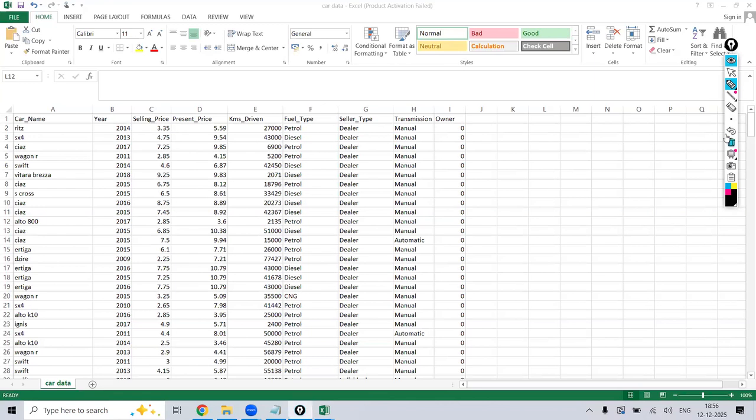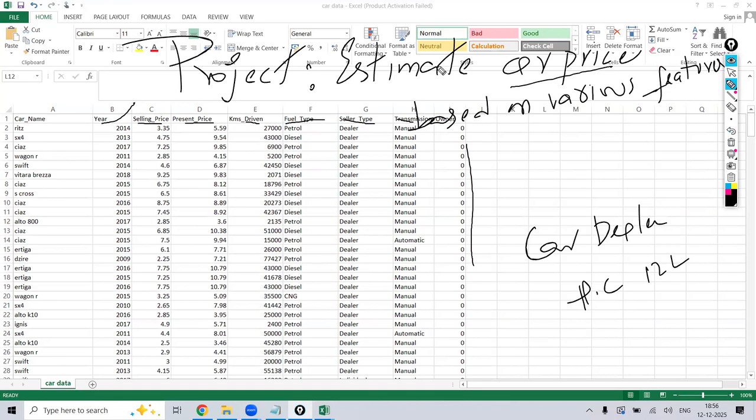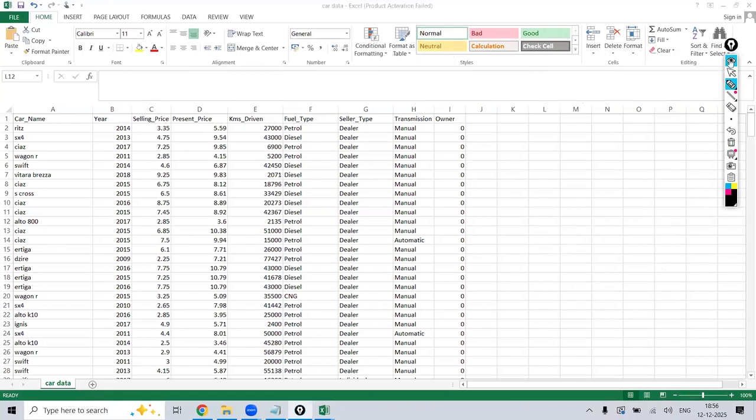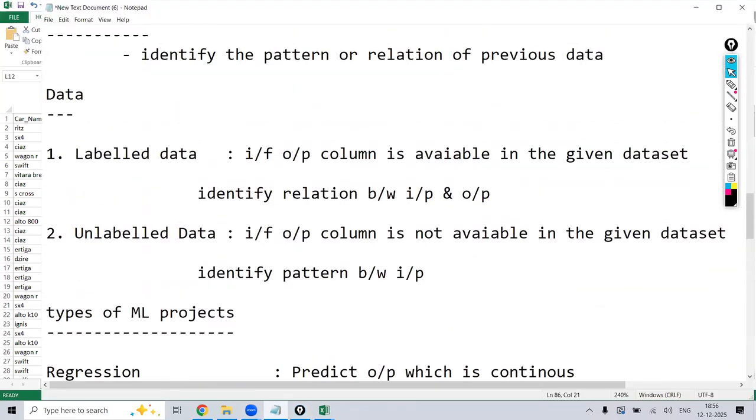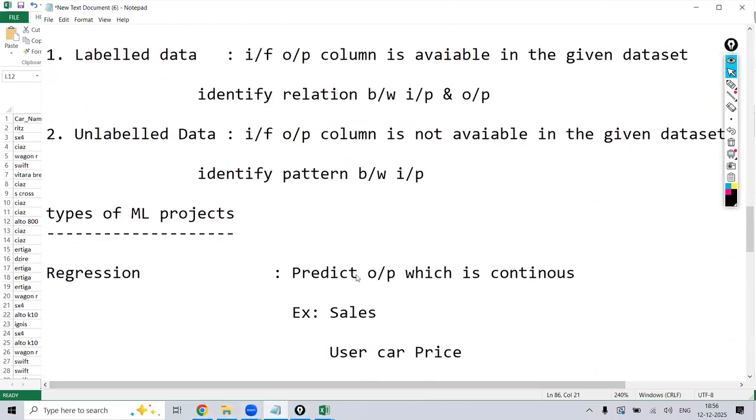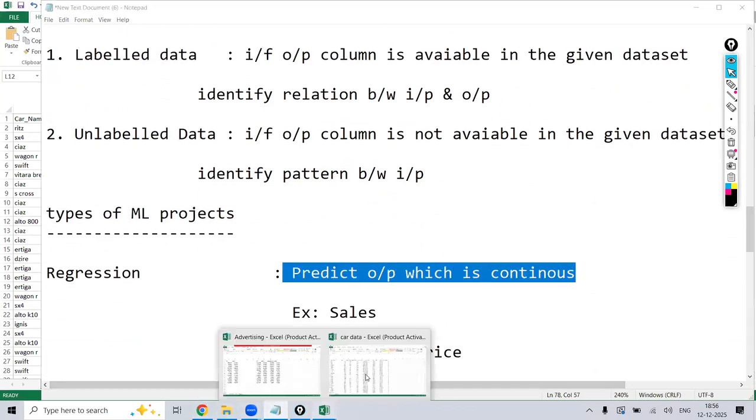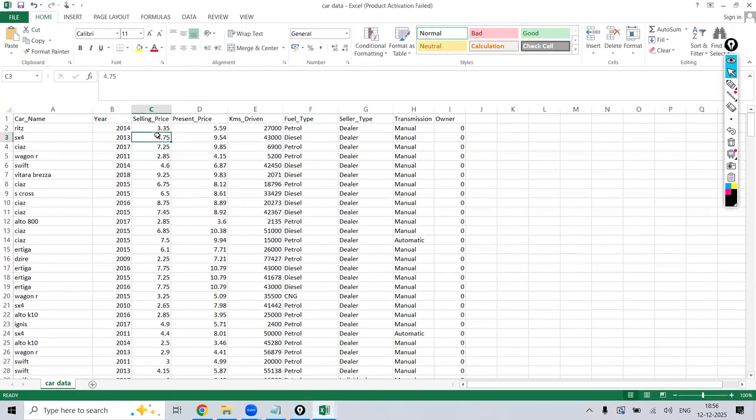Now for my business problem, here I am having the output variable or not? Yes or no? The output variable is available. Since the output variable is available, what type of data set is it called? Labeled or unlabeled? It is called labeled. If the output variable is available in the given data set, it is labeled data. If labeled data is available, and what output are you asking, is the output continuous or discrete? Which type of variable is it in this example? Continuous variable or discrete variable?